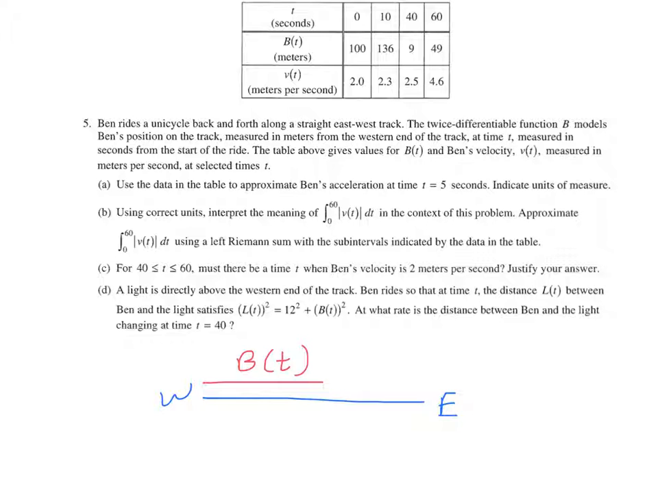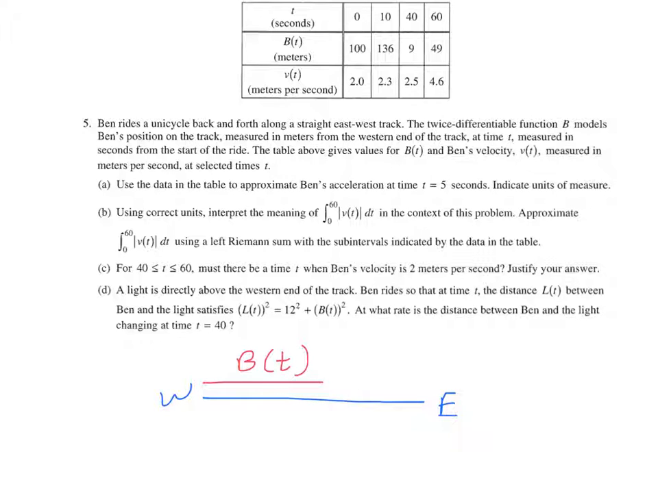A light is directly above the western end of the track. Ben rides so that at time t, the distance L(t) between Ben and the light satisfies this equation, which is a Pythagorean theorem. At what rate is the distance between Ben and the light changing at t equals 40?